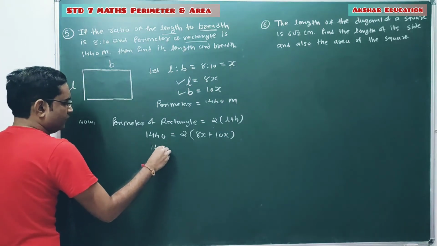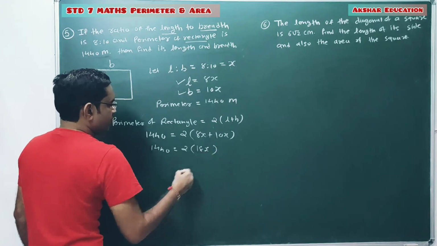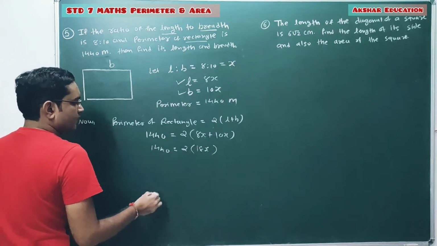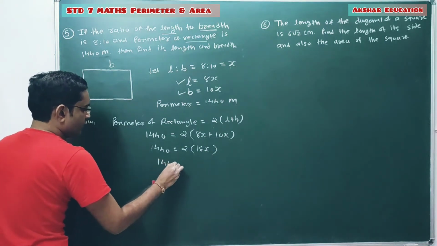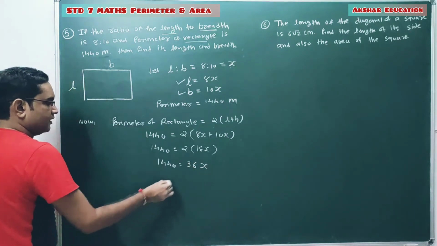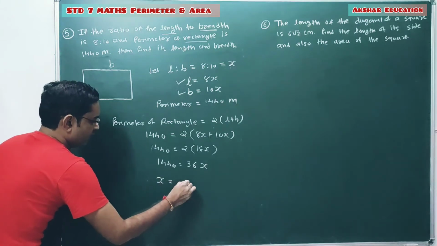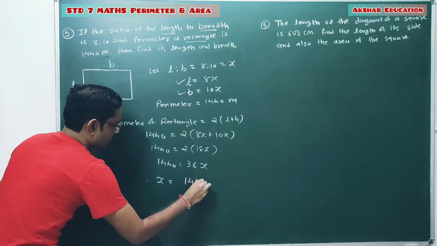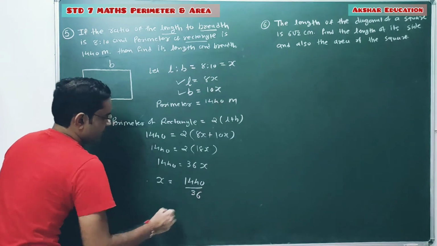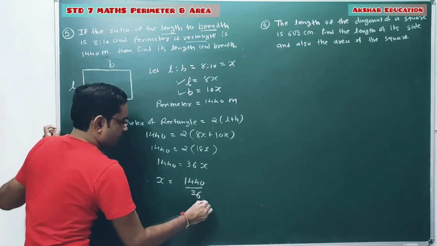So 1440 equal to twice of 18x. Take 2 into 18, or we can say 1440 equal to 36x. Take this 36 into the denominator of 1440. So we are getting the value of x. 1440 divided by 36. It can be divided by 12. 12 3s are 36.